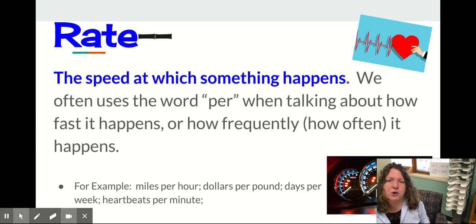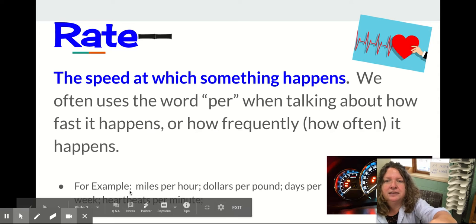For example, you might have heard miles per hour. We drive in cars. How fast? We're going miles per hour. Dollars per pound. If you're at the grocery store and you're buying hamburger, you would buy it at so many dollars per pound of hamburger. Days per week. Like you might say, how many days per week do I have baseball practice or softball practice? Or heartbeats per minute. When you go to the doctor, they often will check your pulse, and that tells us how many times your heart is beating per minute. So that's rate, the speed at which something happens.